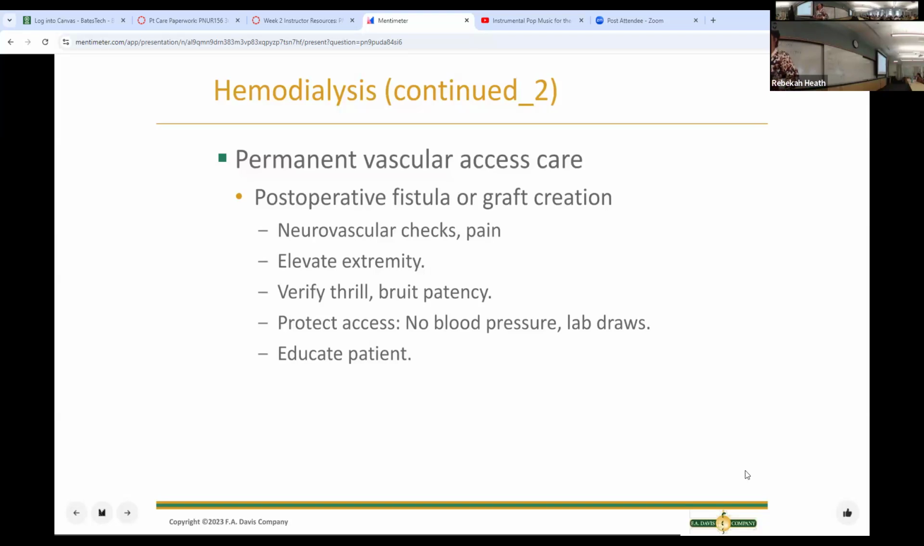We also want to protect the access. You have somebody that has a fistula or a graft, we're going to put signs and maybe a bracelet, something that says, hey, don't you dare do a blood pressure on this arm, right? Don't poke this for a blood draw. We are protecting this because this is their lifeline to have dialysis. And we want to educate the patient about it too.